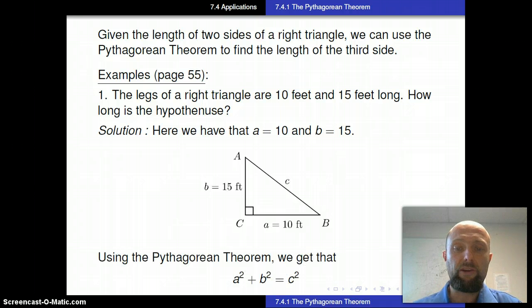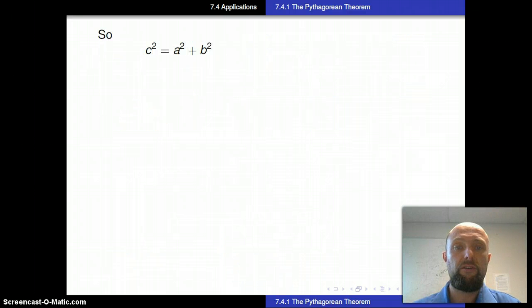Using the Pythagorean theorem, we get that a squared plus b squared is c squared. So c squared is a squared plus b squared. Substituting in the values for a and b, we get 10 squared plus 15 squared. Simplifying, this is 100 plus 225, which is 325.